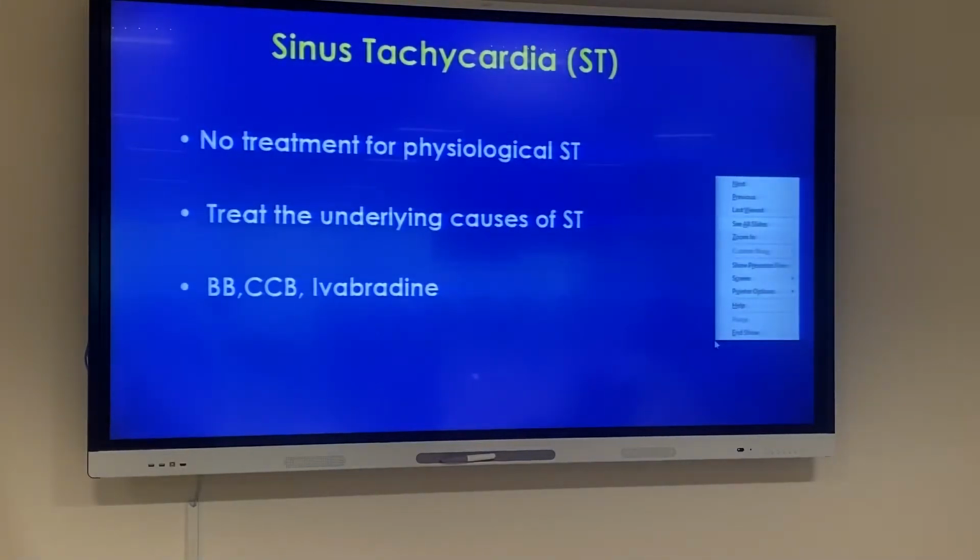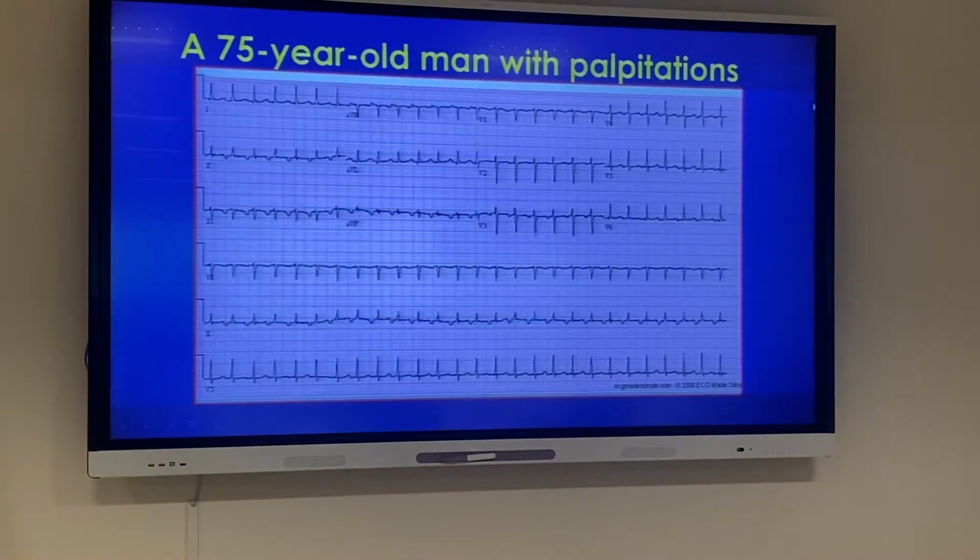Now, look to the second case. 75-year-old with palpitations. So let's start with the basics. What is the rate? Heart rate? Around 140. Okay. Yeah, about 160, 170, a little bit faster.